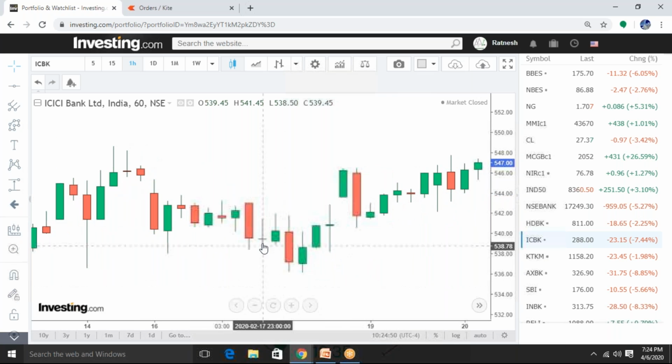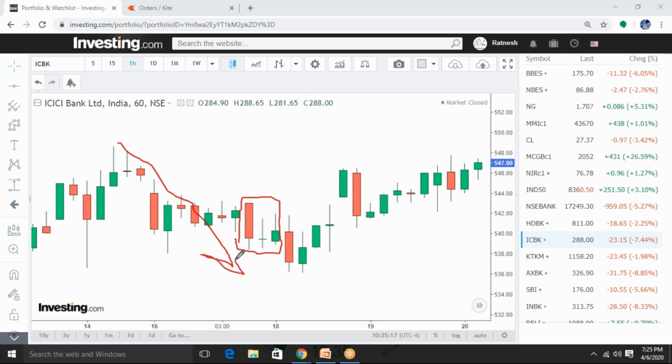See, this is a good example of a morning star, I think. These three candles. Is it fine, sir? Everybody, the previous trend of the market is downside.